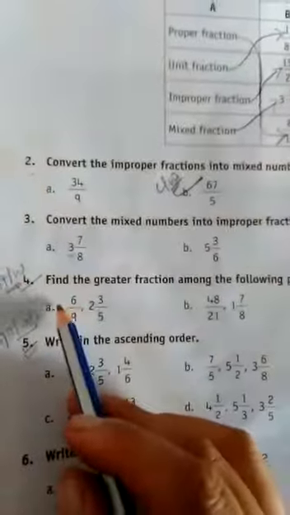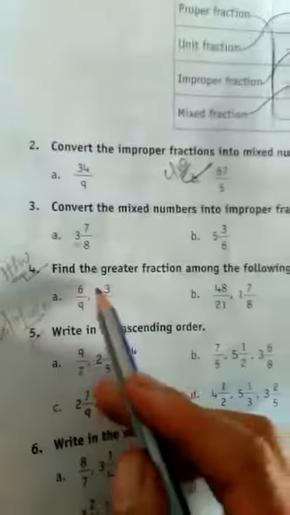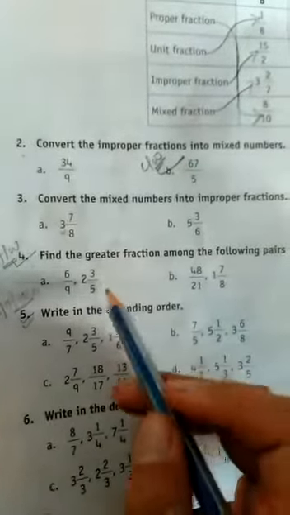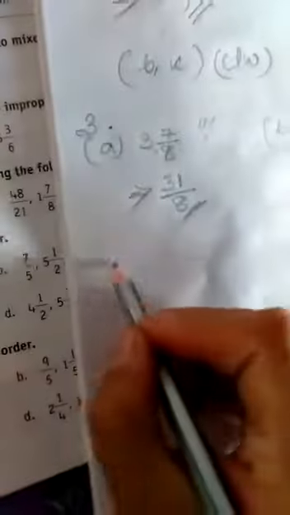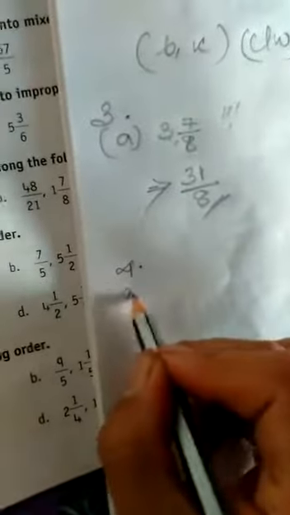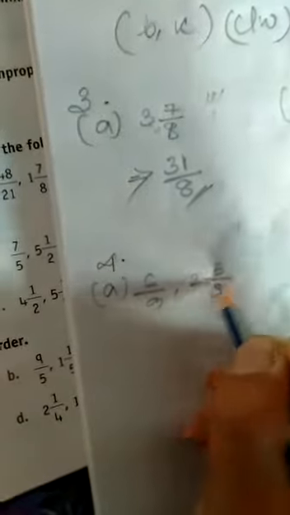Question number 4. Find the greater fraction among the following pair of fractions. How will you find out? Find the greater fraction among the pair of fractions. In question number 4, I want you to write the question in your copy. Here 6 by 9 and 2 3 by 5 are given.